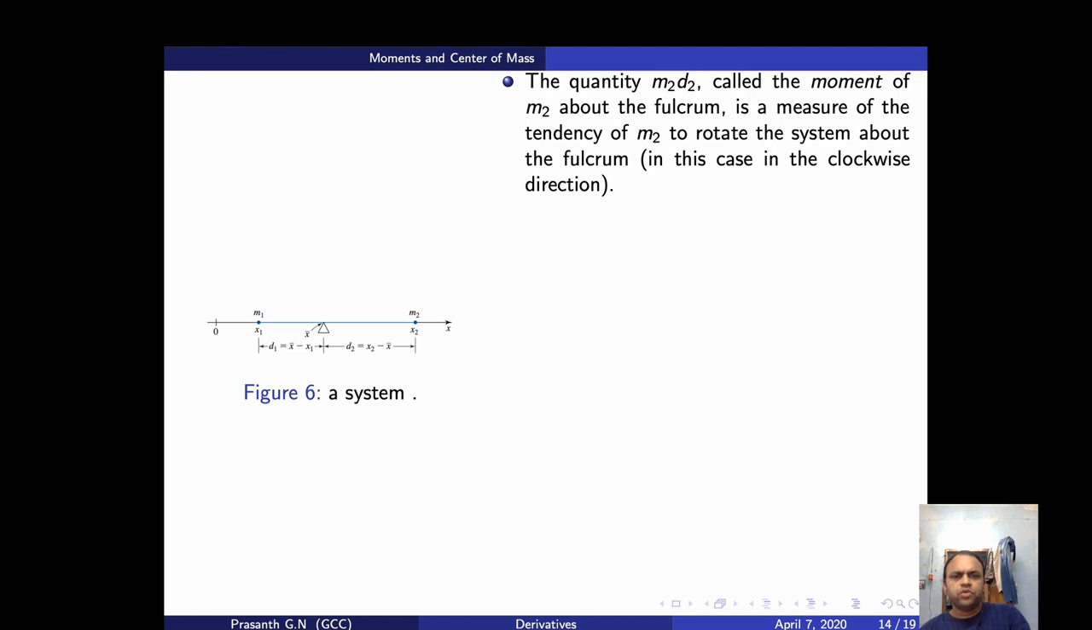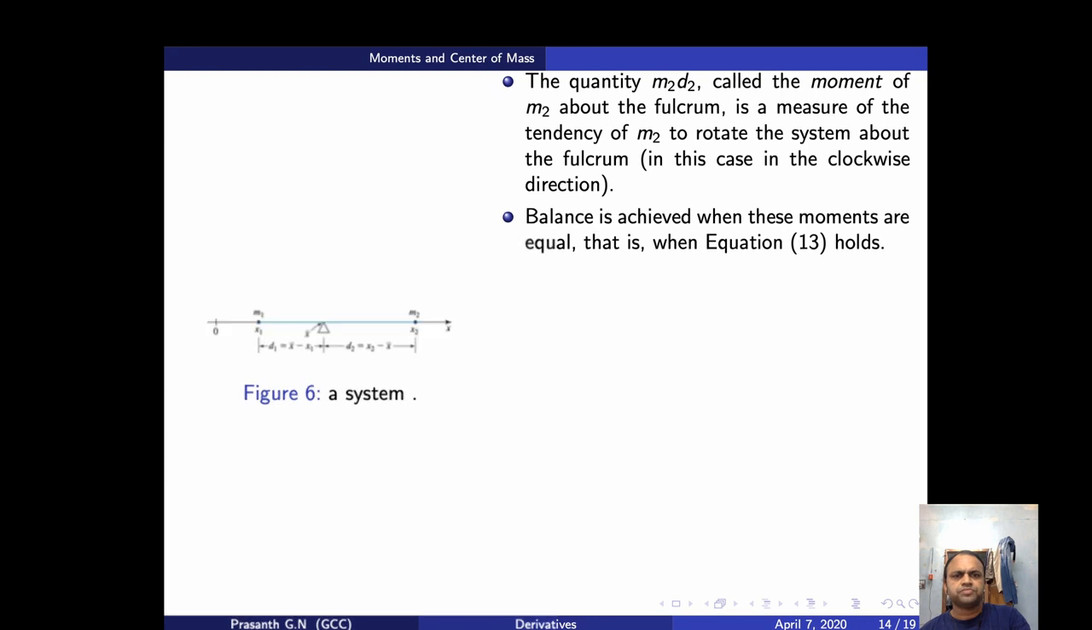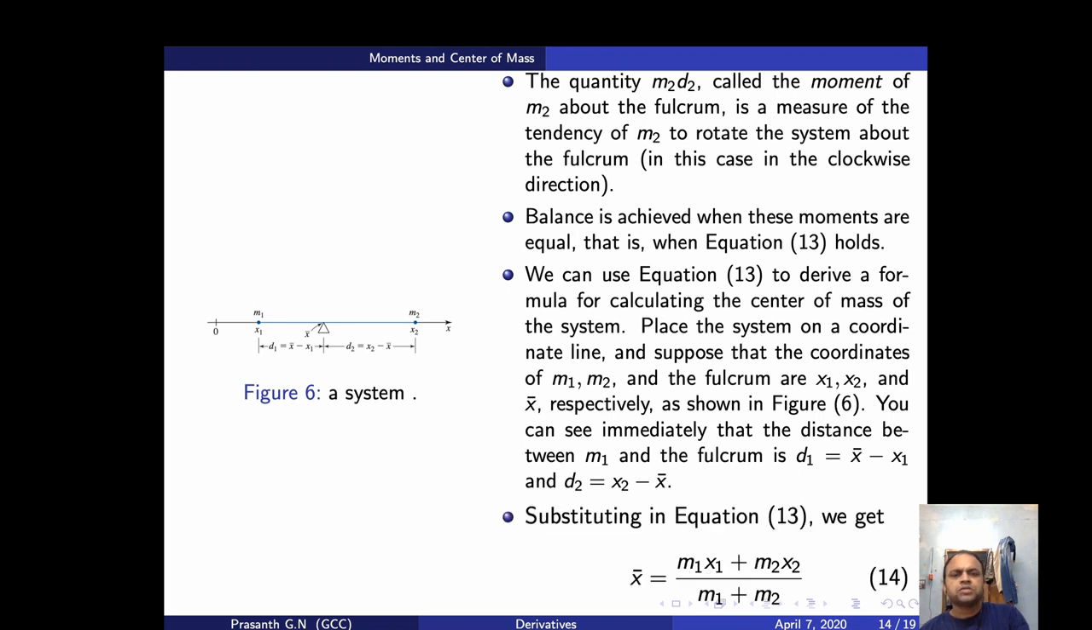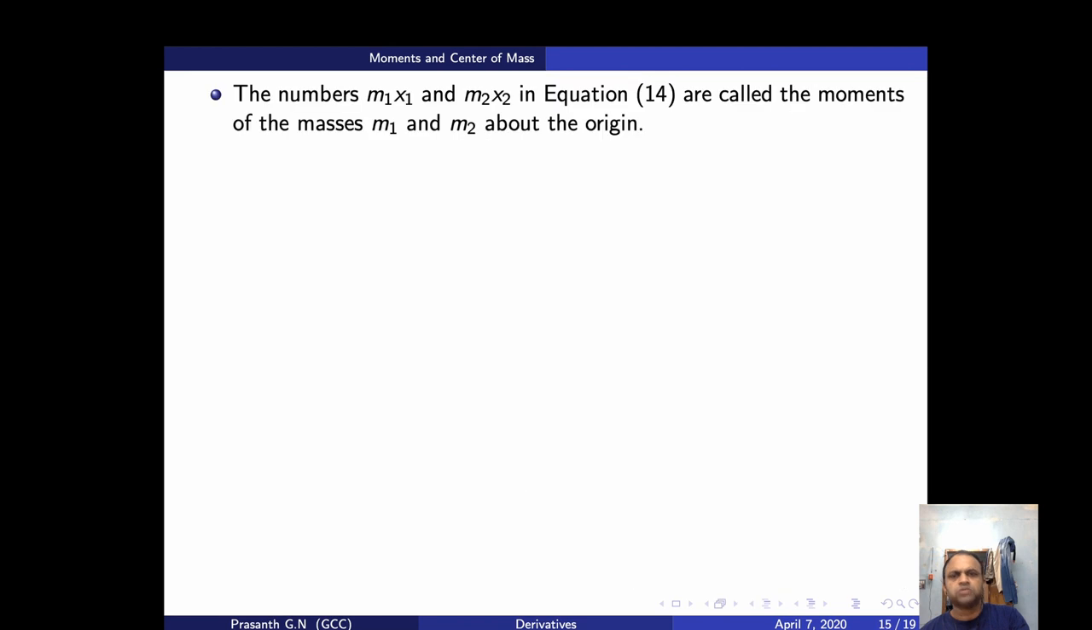This is equation number 13, remember. Now we can use equation 13 to derive the formula for calculating the center of mass of the system. Place the system on a coordinate plane and suppose that the coordinates of m1, m2 and the fulcrum are x1, x2 and x bar respectively, as shown in the figure. You can see immediately that the distance between m1 and the fulcrum is d1 equal to x bar minus x1, and d2 is x2 minus x bar. Substituting into equation 13 and solving, we get x bar equal to (m1 x1 plus m2 x2) divided by (m1 plus m2).